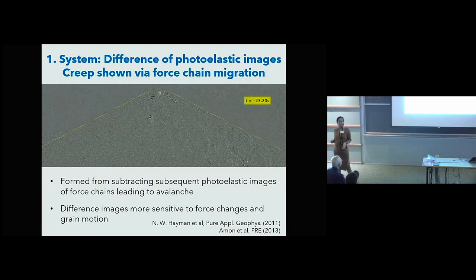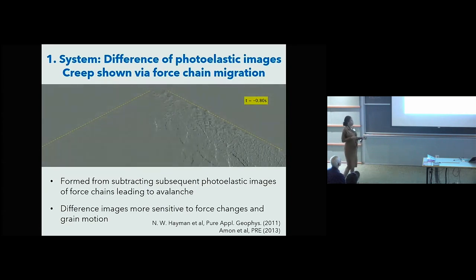To get data at the system scale, we use difference imaging from our photoelastic images. This is a nice way of seeing at a global scale how our system is changing as it is creeping and approaching the point of the avalanche, like I showed in the raw videos from our system. The countdown timer is the time to where an experiment ends, which is when the pile starts to avalanche. And we see that, sometime before the avalanche actually occurs, we start to see changes in our system in both the force chains and in some grain motion at the surface.